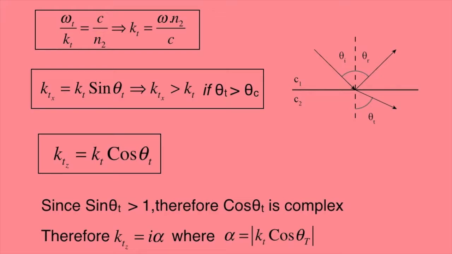ktz, on the other hand, is equal to kt cos theta t, which also comes from vector algebra. Now, since sine theta t is greater than 1, cos theta t, which is equal to the root of 1 minus sine square theta t, comes out to be complex. Therefore, ktz is equal to i alpha, where i is iota and alpha is equal to mod of kt cos theta t. Therefore, we get a complex ktz.